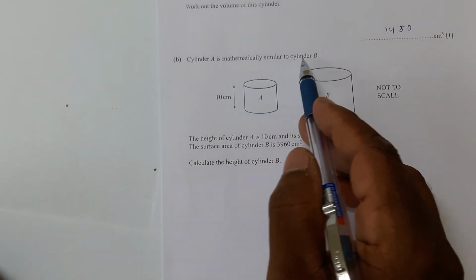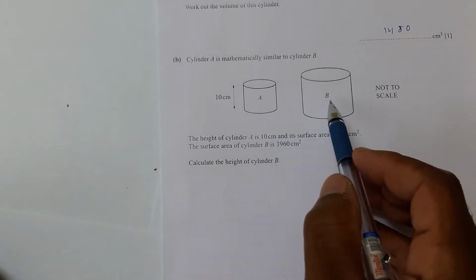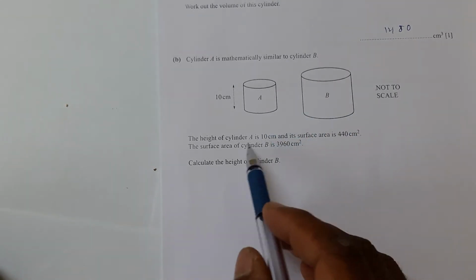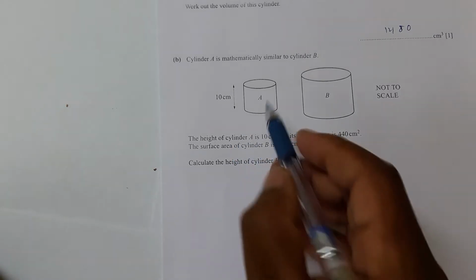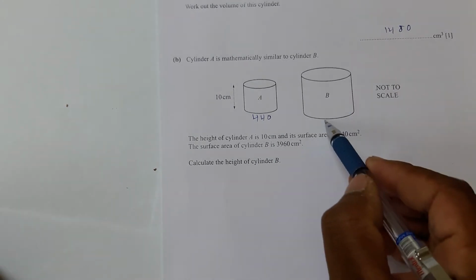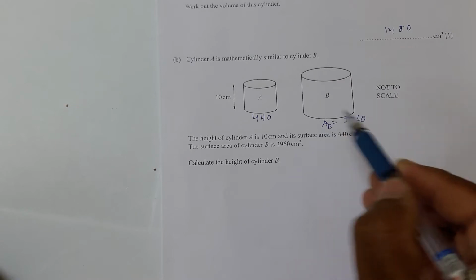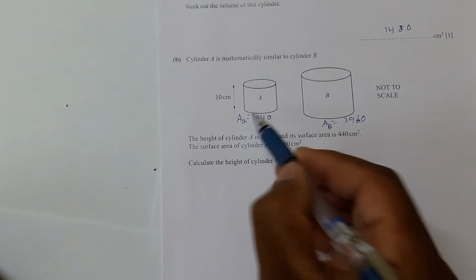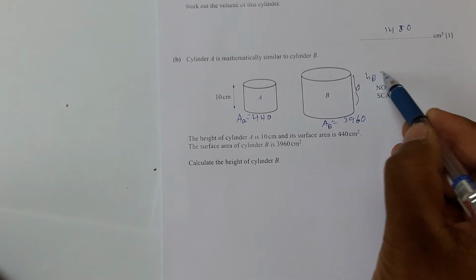Cylinder A is mathematically similar to cylinder B. Now A and B are mathematically similar. The height of cylinder A is 10 centimeters and its surface area is 440, and the surface area of B is 3960. Find the height of cylinder B. So this height I need to find out.